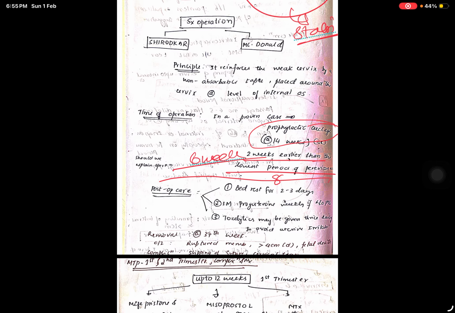Then again, these are the major things which you need to mention, so that you are controlling the uterus so that it doesn't contract. In a normal patient, if it contracts, it doesn't matter, but here the cervix is already weak, so you cannot take a chance. So you give progesterone and tocolytics.